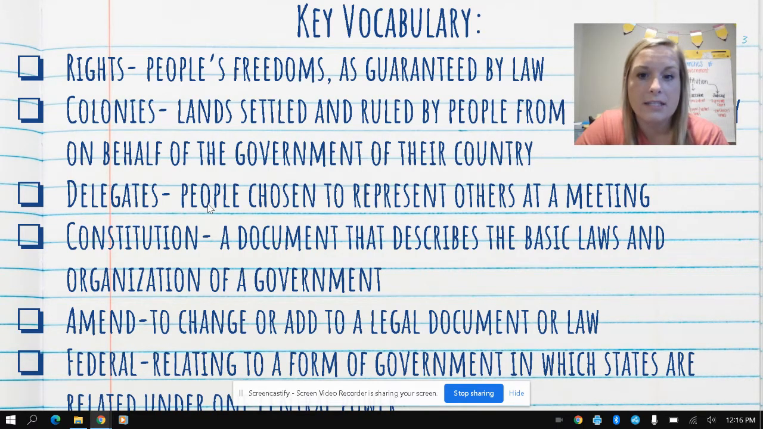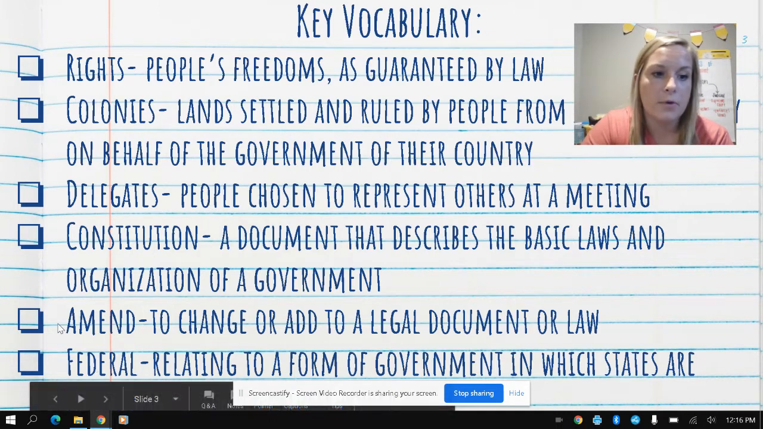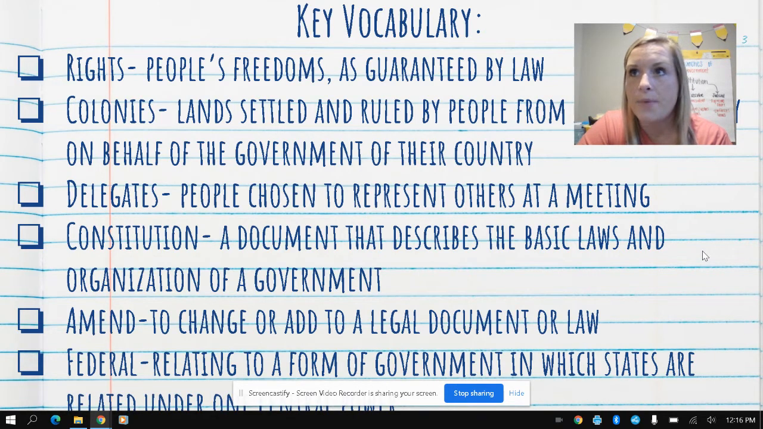The next word is constitution. It's a document that describes the basic laws and organization of a government. To amend is our next vocab word. Amend is to change or add to a legal document or law. So it's just making a change, but it's the fancy way of saying how you're going to change it within the law.